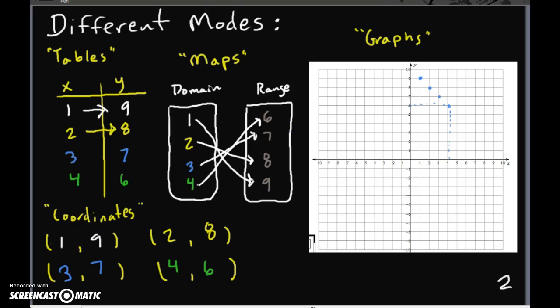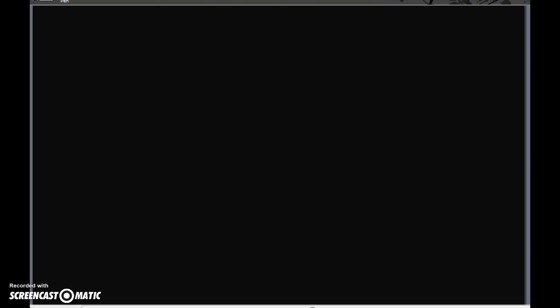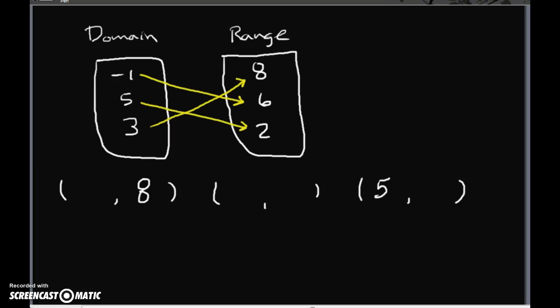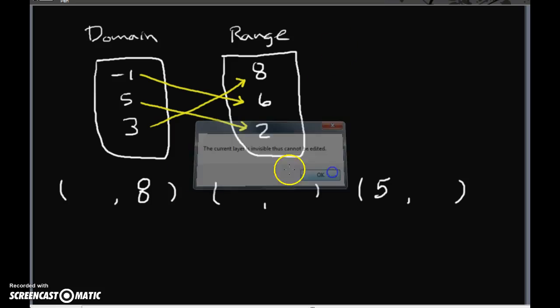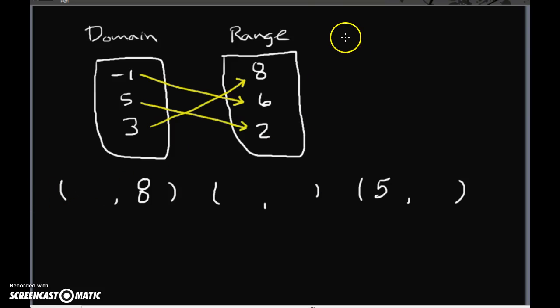Let's go over an example today. So here we have a map, and they've mapped all of the X values to Y values. We've got our domain, and we've got our range. We've got domain, which equals our X, which is our input. And we've got range, which equals our Y, which equals our output.